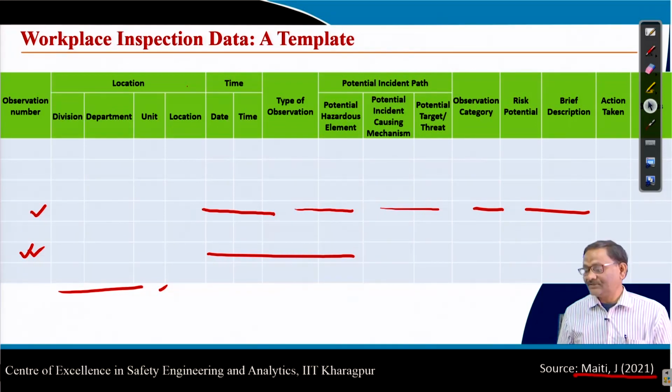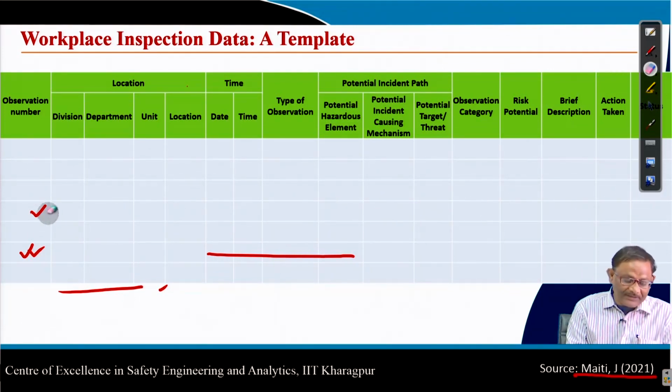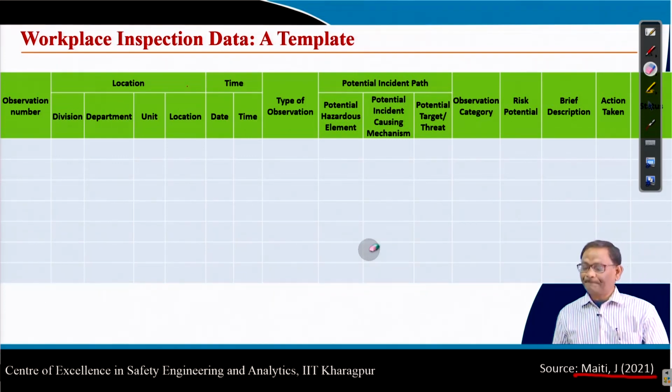Predictive analytics is one of them. Prescriptive analytics is another major issue. It is possible only when you have this kind of database. So I am focusing more on database creation.